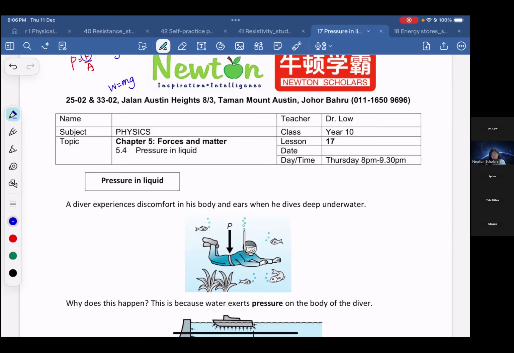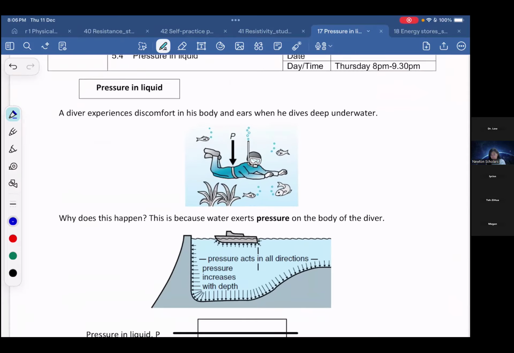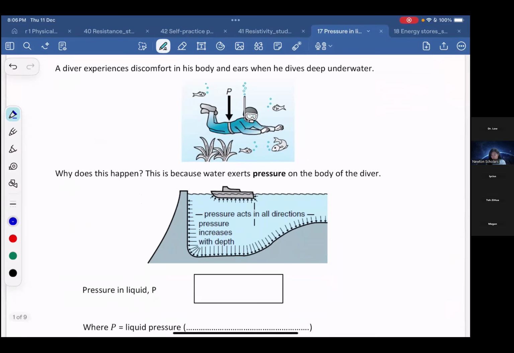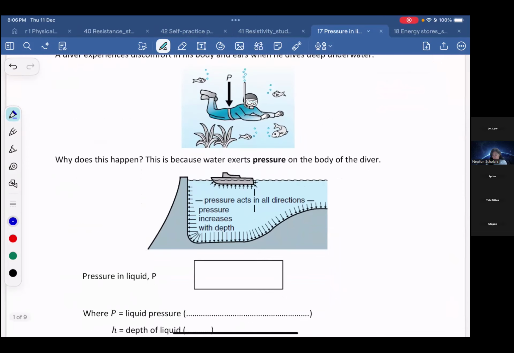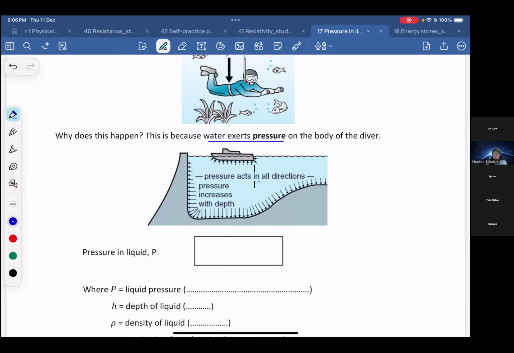A diver will experience discomfort in his body and ears when he dives deep underwater. Why does this happen? It is because water exerts pressure. We will feel it is hard to breathe when we go deeper. Pressure in liquid actually acts in all directions.